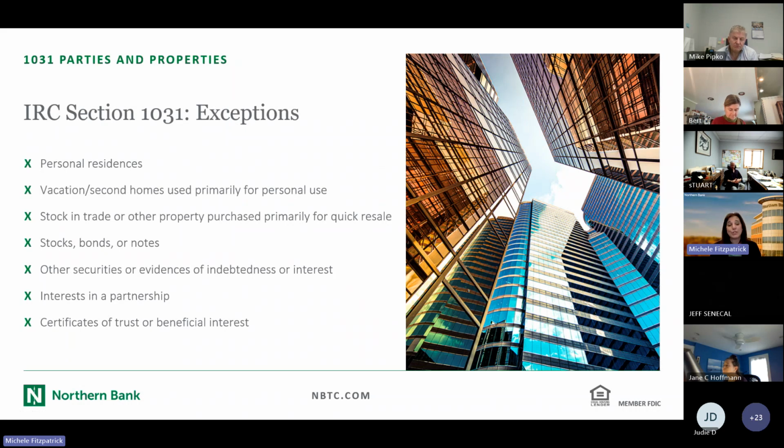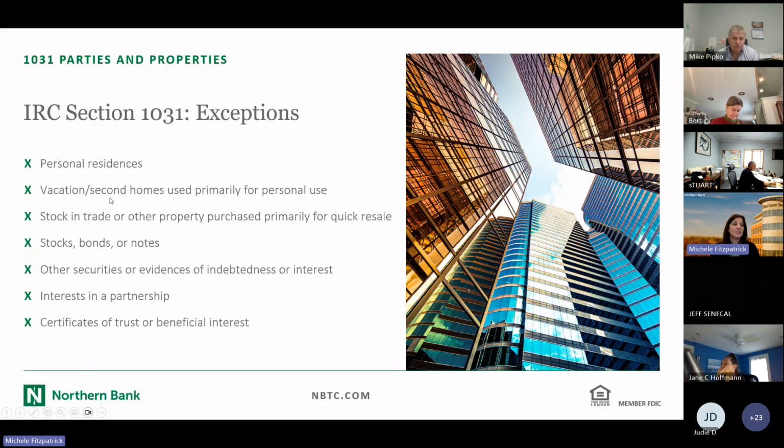The exceptions to the 1031 exchange rules are personal residences. Your primary residence gets a tax exemption anyway. Under IRS code Section 121, you get a $250,000 tax exemption, not a deferral, an exemption for your primary residence, and $500,000 if you're married, that you can take every 2 years. So your personal residences, your primary homes, do not qualify.